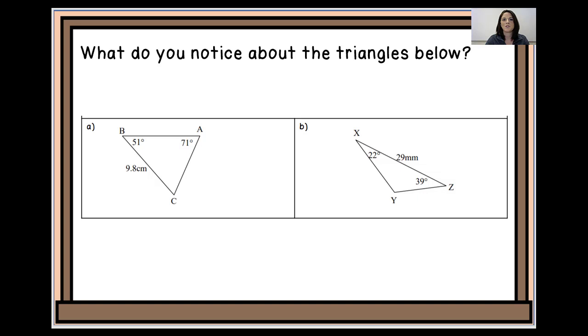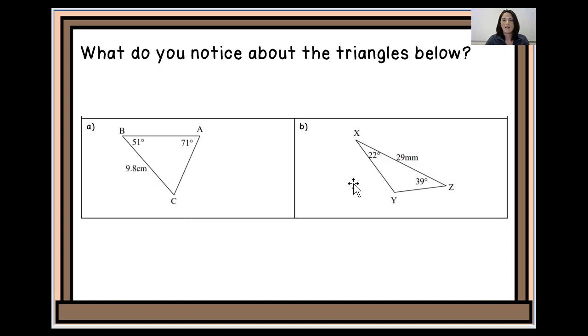What do you notice about the triangles below? The first thing that I noticed, if I look at the angles in question A, and if I add up the interior angles of the triangle, so 51 and 71, and then I subtract from 180, I know that I don't have a right angle. There's no 90-degree angle at C. So this is an acute triangle.